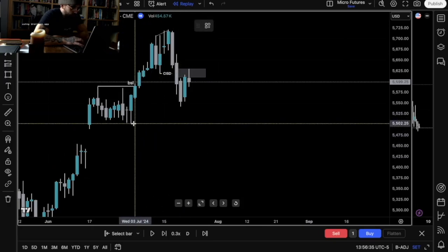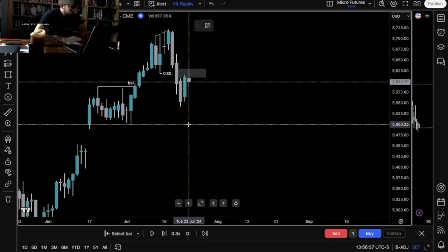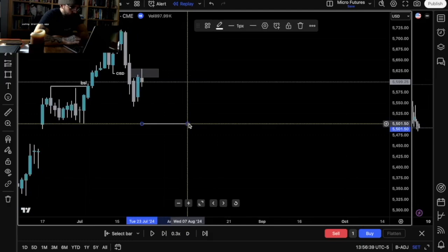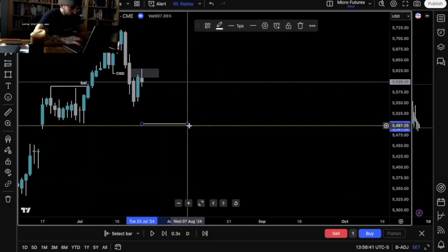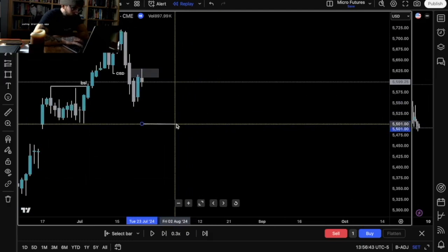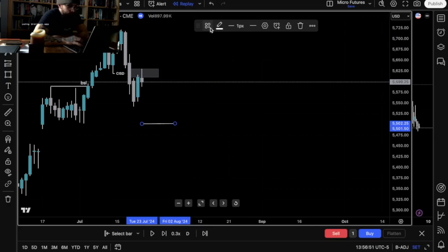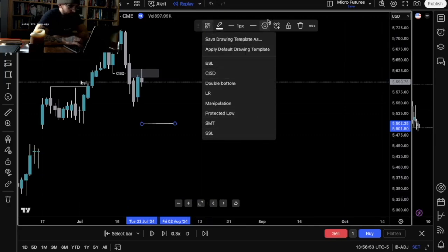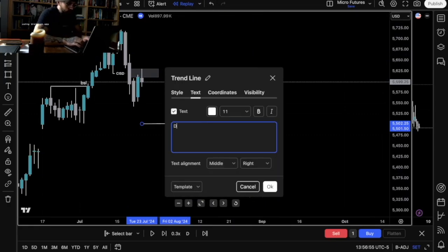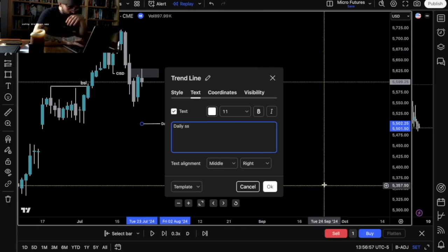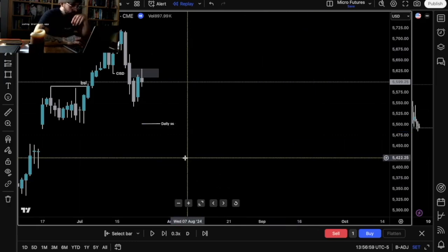And then we have a draw lower. So I mean, right off the bat, shorts looking nice. Just mark that daily sell side.